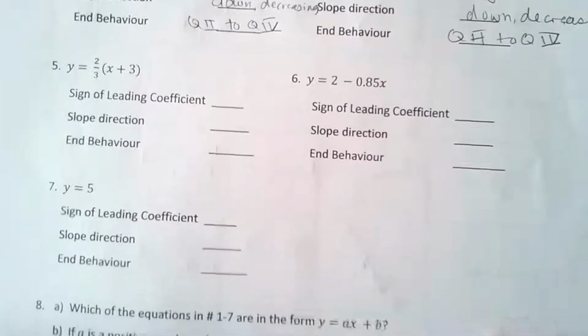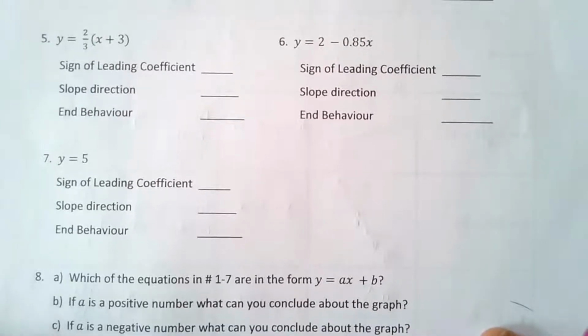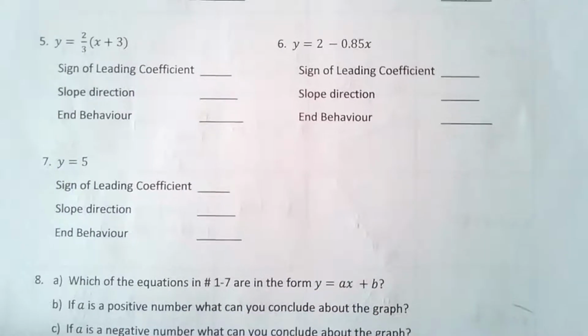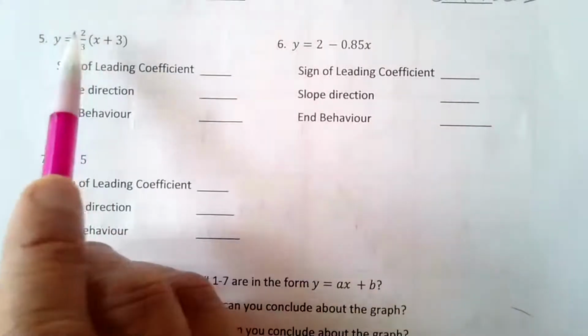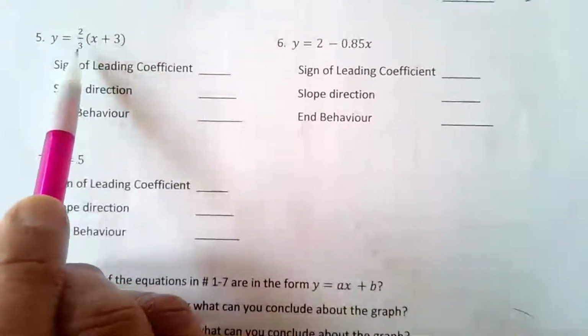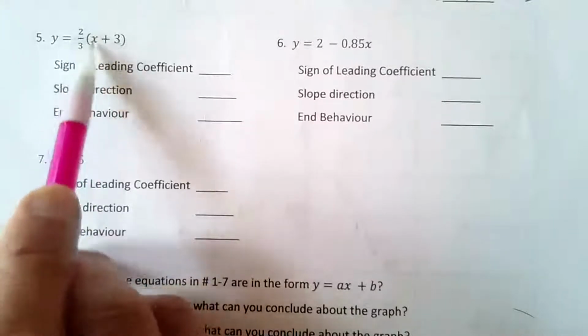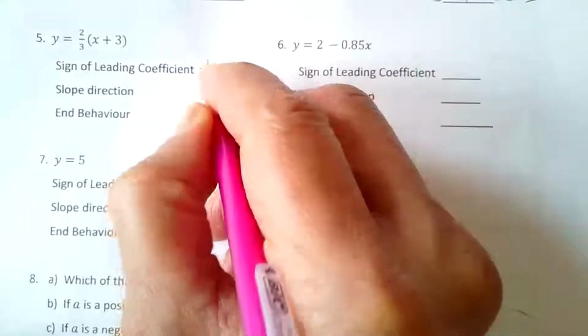Okay, let's move on to question 5. Now, question 5 has a whole series of fractions, and this is where I want you to be very careful with your graphing calculator, especially. So let's look this through. Notice we have brackets here. The leading coefficient here is positive. So we can write it here.